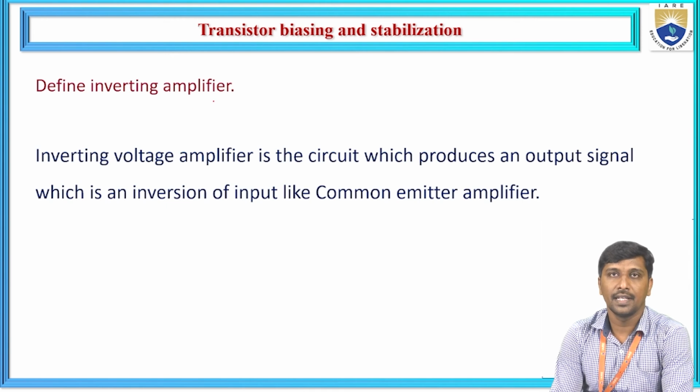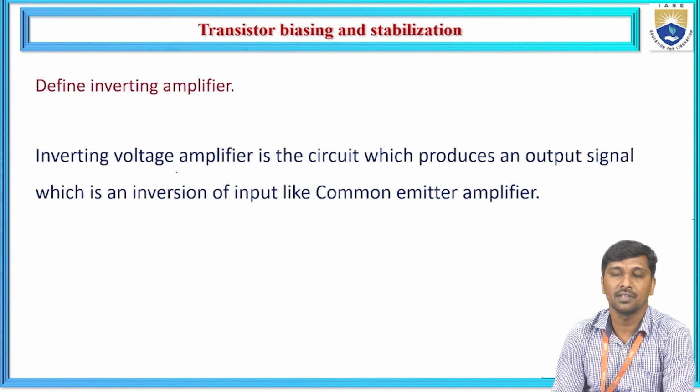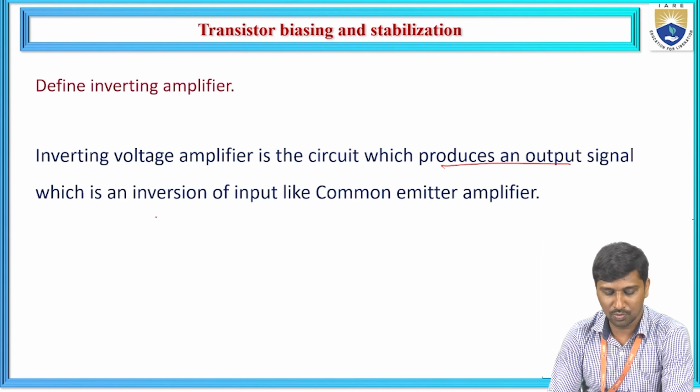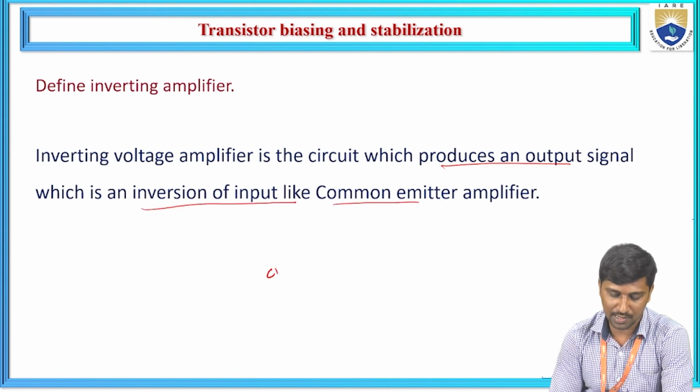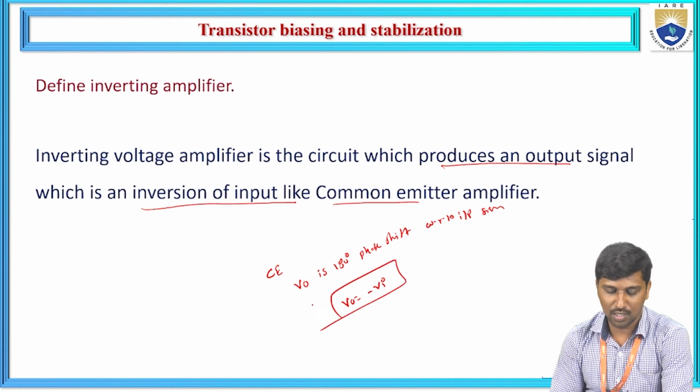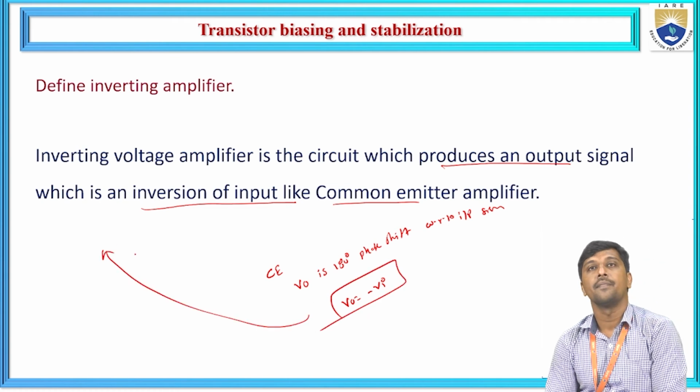Define inverting amplifier. Generally, the inverting amplifier means the inversion of the given input signal, meaning the phase shift should be opposite here. So this inverting voltage amplifier circuit produces an output signal which is an inversion of the input, like common emitter. Why? Because we know that in a CE amplifier the output voltage has a 180 degree phase shift with respect to the input signal. That is the reason V naught is represented as minus V. At this point, this is called the inverting amplifier.